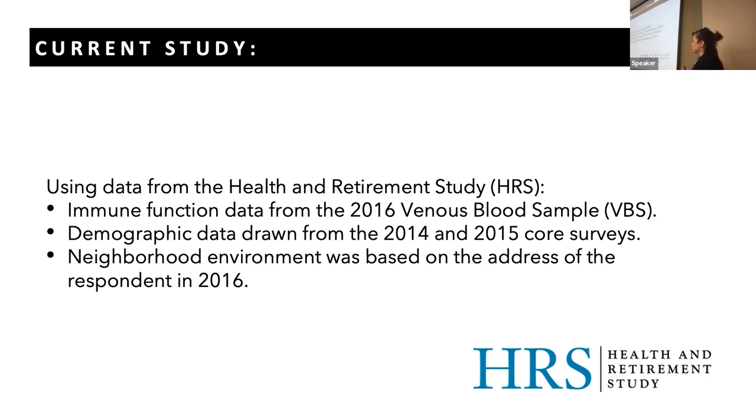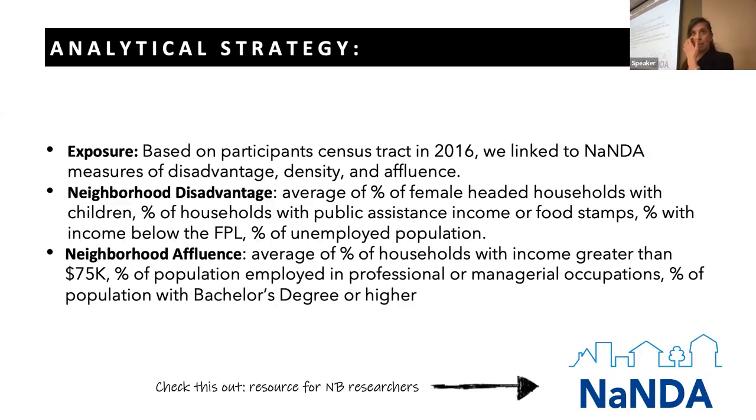So again, we're using data from the HRS. What we did is we have their neighborhood environment data based on the address of the respondent in 2016. We're going to start looking at where they lived before 2016 to start building a life course. But there is good evidence that folks don't move to many different types of neighborhoods over their life course. So where they're at in 2016 is probably a rough estimate of where they've been for quite some time. So we feel good about looking at neighborhoods in 2016.